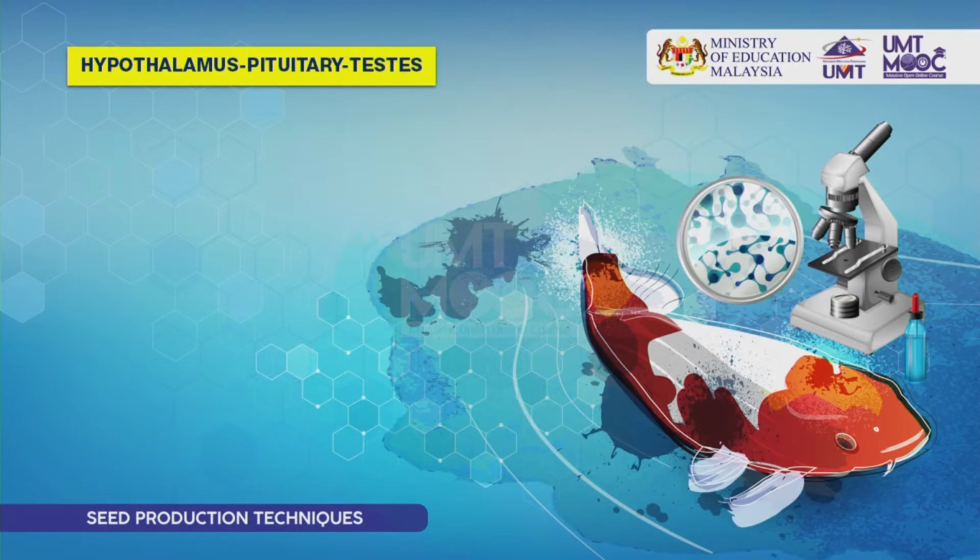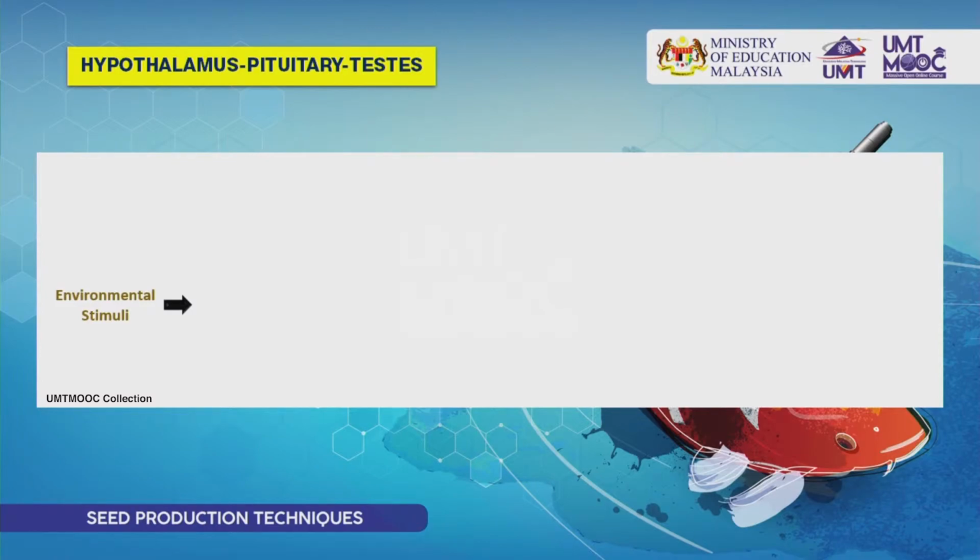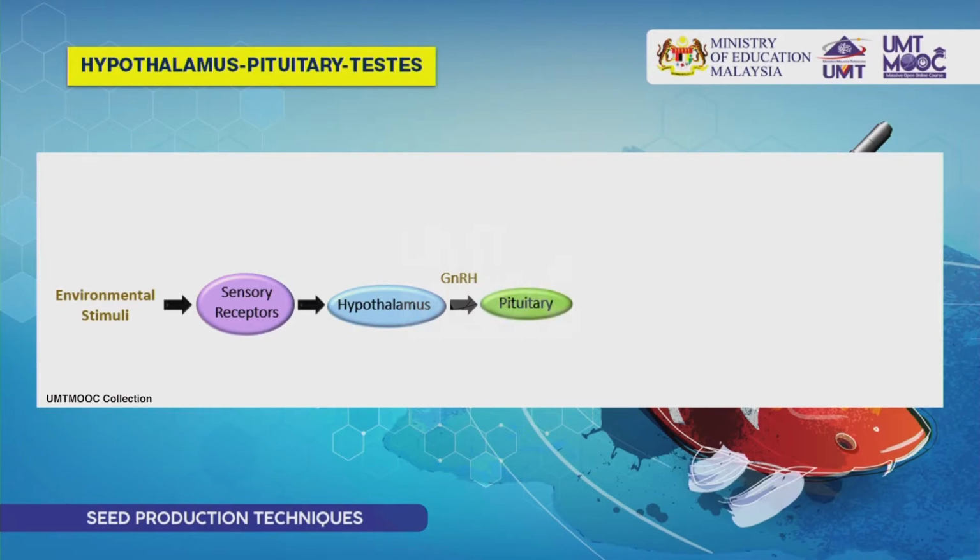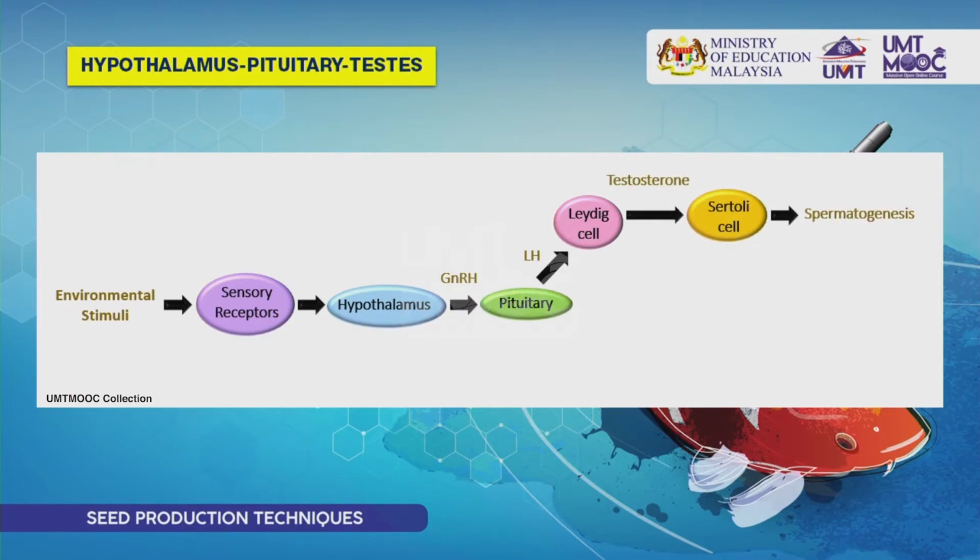hypothalamus-pituitary-testes flow in the hypothalamic-pituitary-gonadal axis, where it starts with environmental stimuli. Next, the stimuli will be received by sensory receptors and transferred to the hypothalamus. The hypothalamus will secrete GnRH and it will be received by the pituitary. The pituitary will secrete LH to the Leydig cell, and the Leydig cell will secrete testosterone to the Sertoli cell for spermatogenesis, while FSH will directly be involved with the Sertoli cell for spermatogenesis.